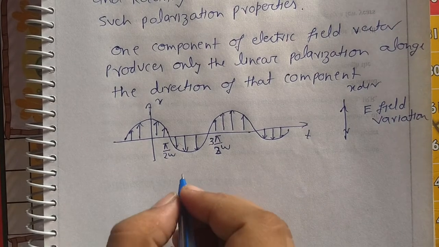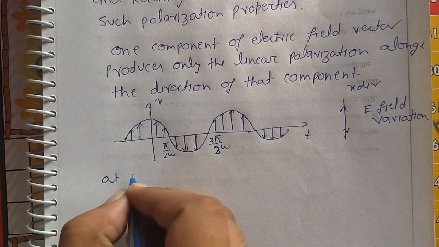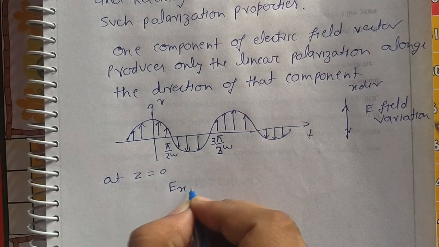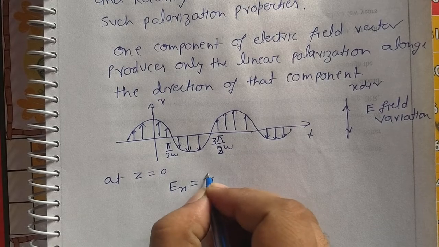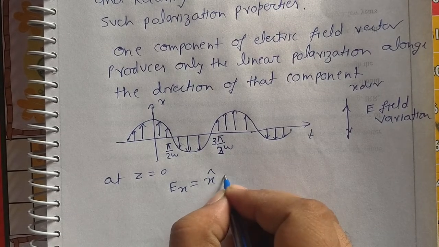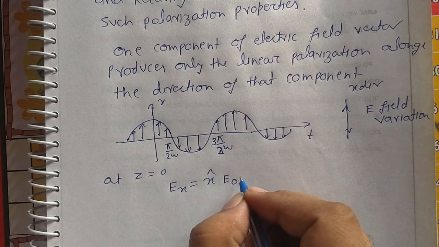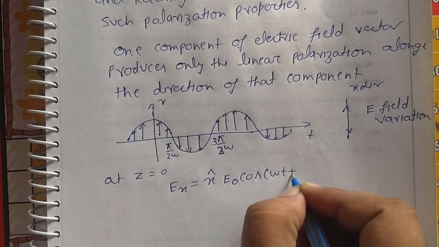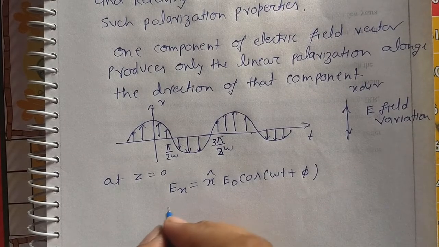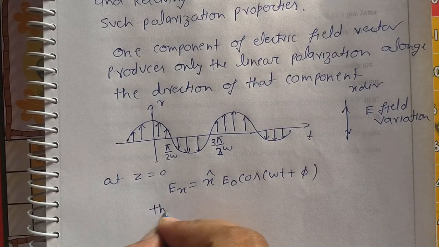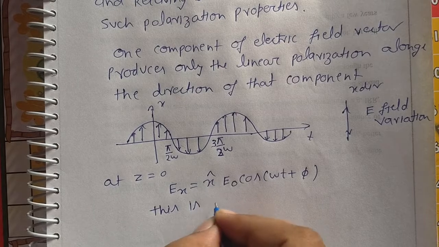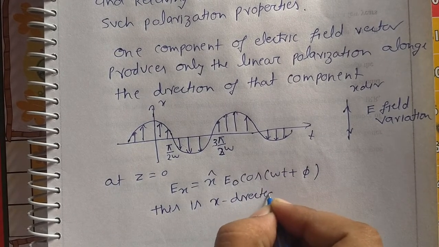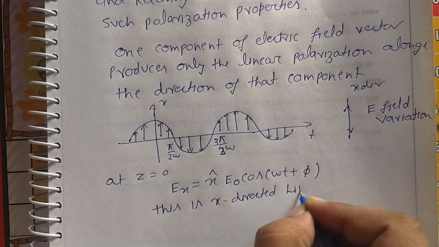So at z equal to 0, Ex equal to x hat E naught cos(omega t plus phi). So we can say this is an x directed linear polarized wave.